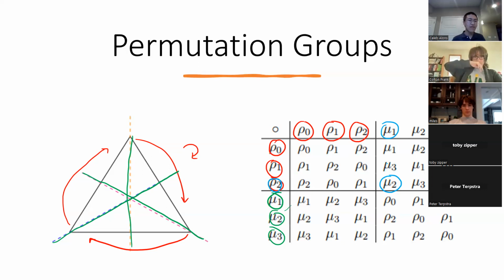So if you ever have the chance to get a piece of cardboard or paper or something, cut out an equilateral triangle, and then label the 3 corners, 1, 2, and 3.